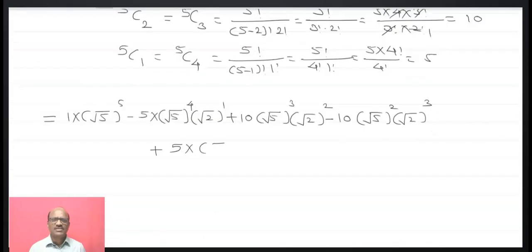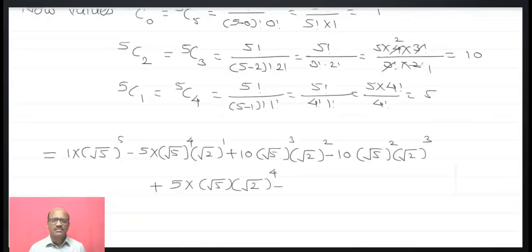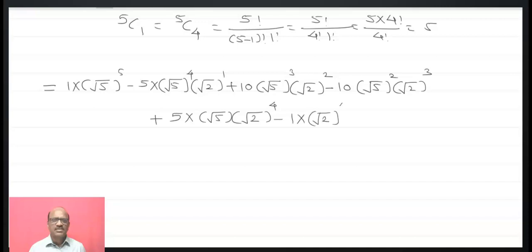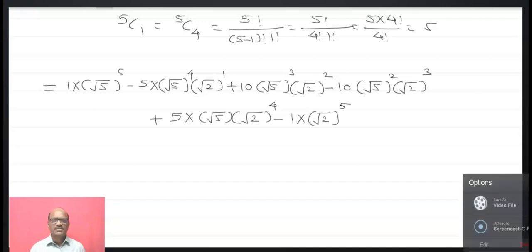Now see all the values. I want to drag the screen up and down. Once I complete, I will stop it and explain. Now see this here. This is the value 1. 1 is the value of 5c0, root 5 raised to 5. 5 is the value of 5c1, that we have calculated. It's root 5 raised to 4, root 2 raised to 1. This 10 is the value of 5c2, root 5 raised to 3, root 2 raised to 2.